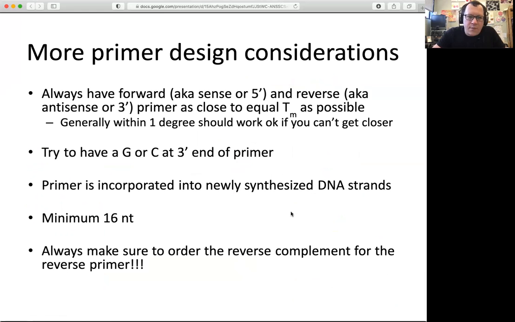Just consider that the primer is always incorporated into the new DNA strands. It's part of the PCR product that we create. The primer is not separate from the piece of DNA that we create.